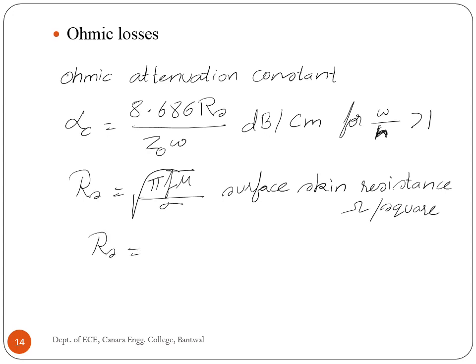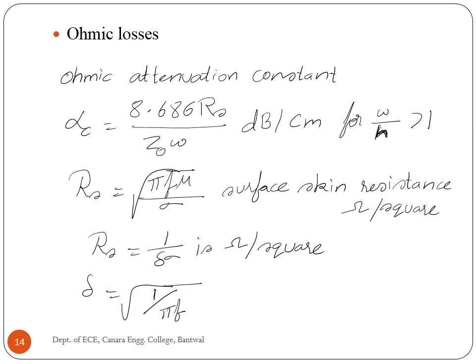It can be 1 by delta into sigma. Again, it's in ohm per square. Delta is equal to root of 1 divided by pi f mu sigma, which is the skin depth in centimeter.